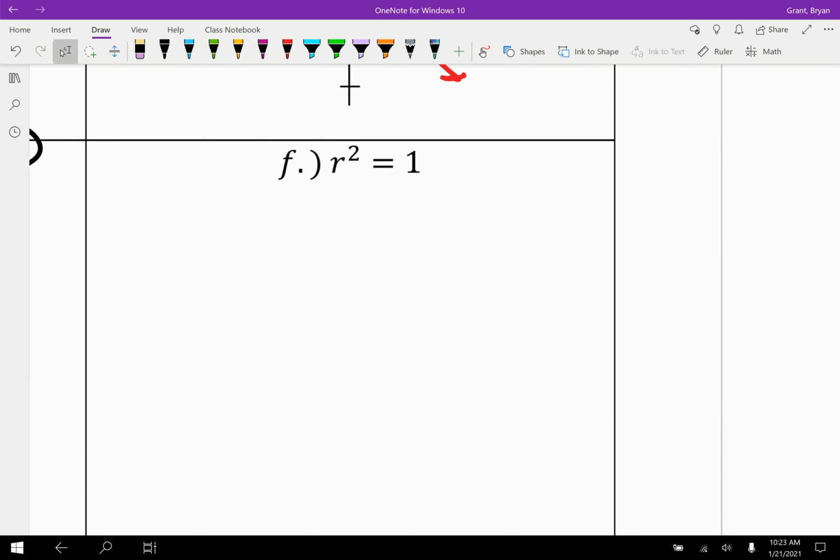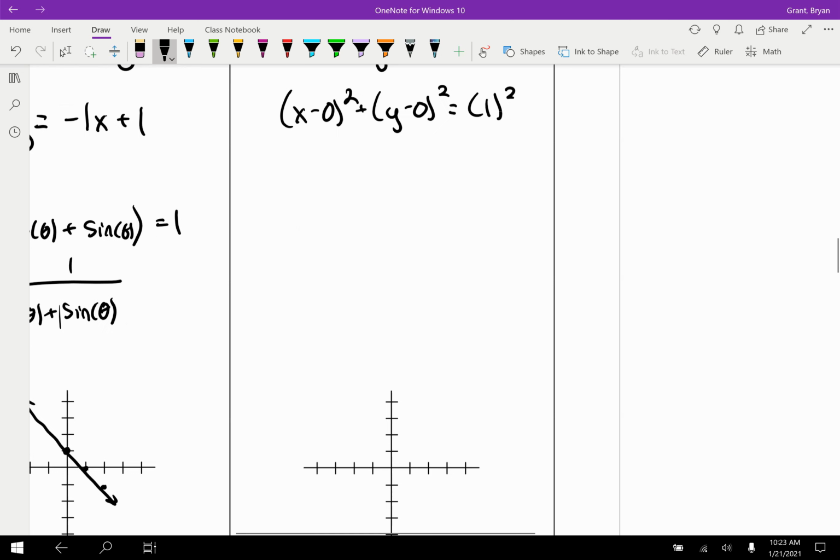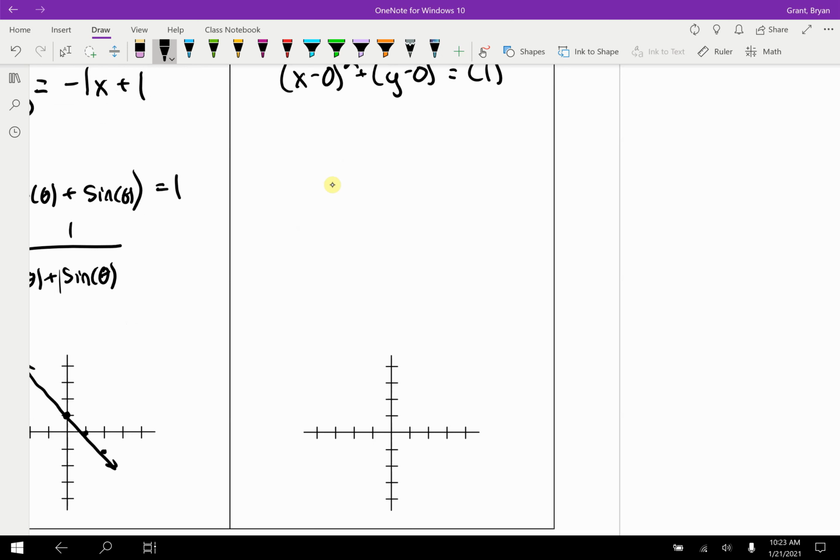Last but not least, r squared equals 1. We have this no problem. We can replace r squared right away. X squared plus y squared equals 1. That is a circle, right? X minus 0 squared plus y minus 0 squared equals the radius squared. So we're centered at 0, 0 with a radius of 1. Should look something like that.